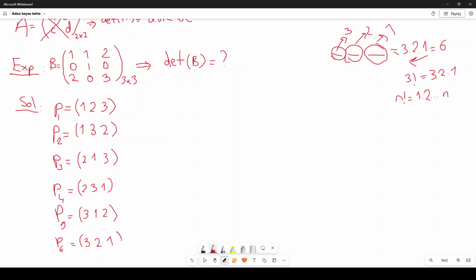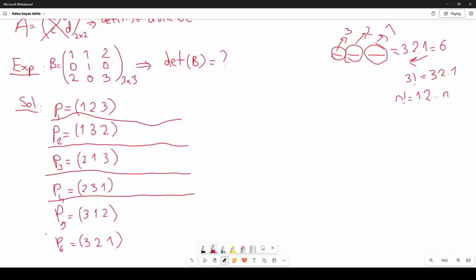And these are all the permutations we can find. So this is the first one, this is the second one, third one, fourth one, fifth one, and the last one, the sixth one.